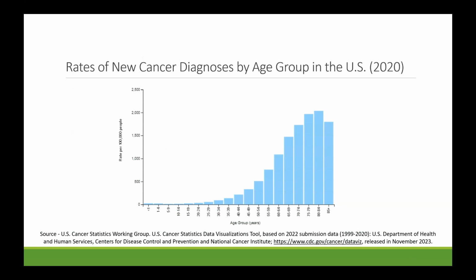So the first graph here shows rates of new cancer diagnoses by age group in the US. And the number on the left-hand side is per 100,000 people. So basically what this graph is saying is out of every 100,000 30 to 34-year-olds in the US in 2020, how many were diagnosed with cancer? Out of every 100,000 35 to 40-year-olds in the US, how many were diagnosed with cancer? That's what this graph is showing.